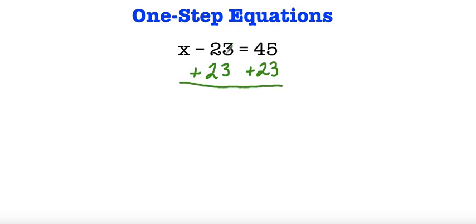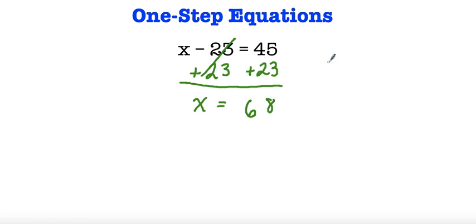So negative 23 and positive 23 cancel each other out, and they equal 0. On the left side, I'm just left with x. So x is equal to 45 plus 23. 5 plus 3 is 8, and 4 plus 2 is 6, so x is equal to 68.